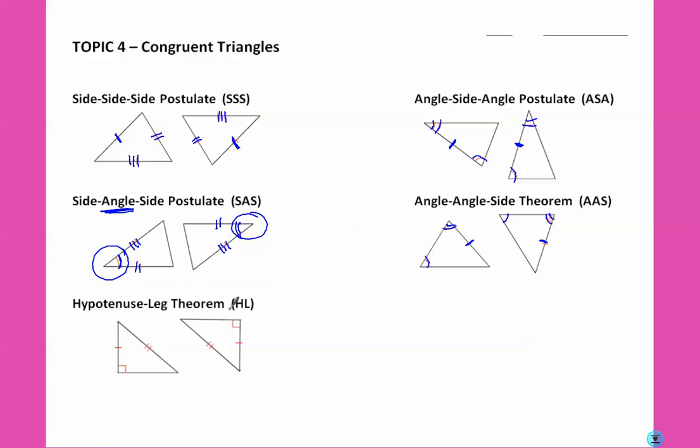Finally, there's hypotenuse leg, which only works for right triangles. If we know it's a right triangle, and we know that the hypotenuses of the triangles are congruent, and that one of the legs are congruent, then we can say the triangles are congruent. This would be angle side side, but we know that we can't do that unless it's a right triangle.